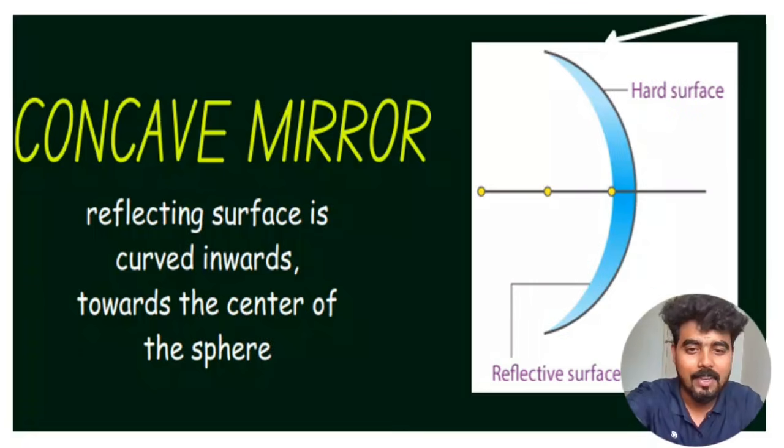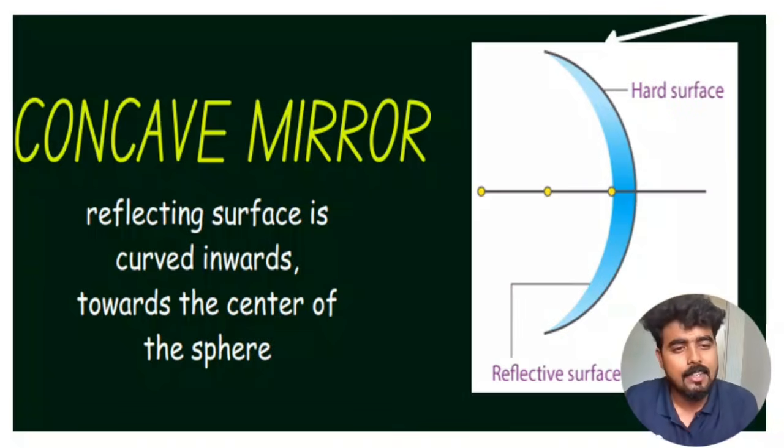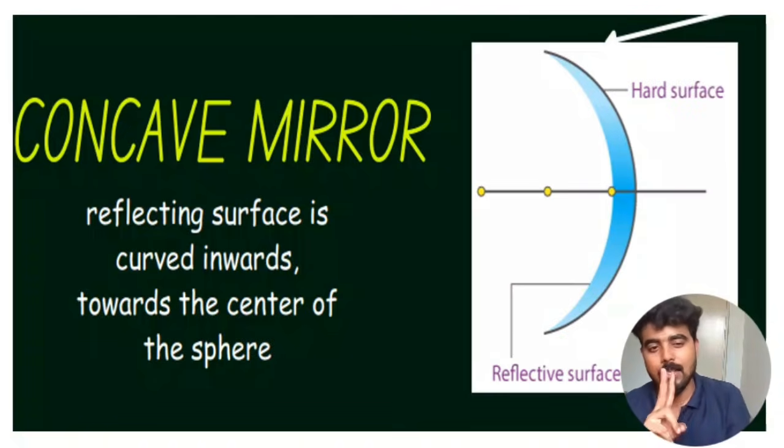Now the next topic is spherical mirrors. What do you know about spherical mirrors? When we talk about mirrors, there are two types: one is the plane mirror, the next one is the spherical mirror. Now, when we are talking about spherical mirrors, there are two types.